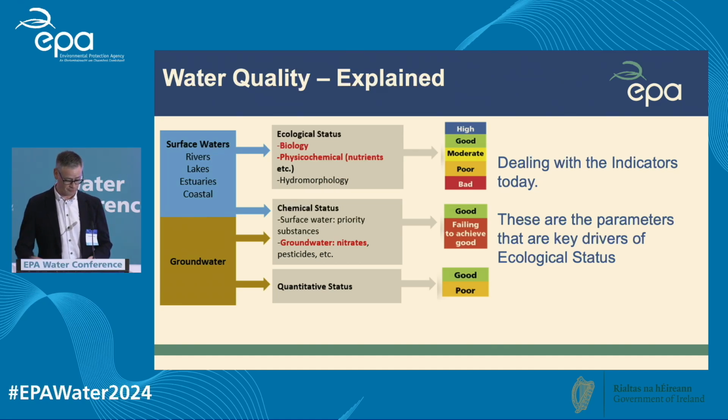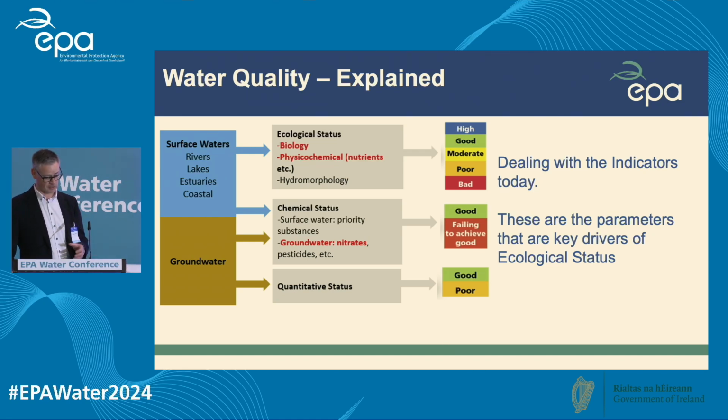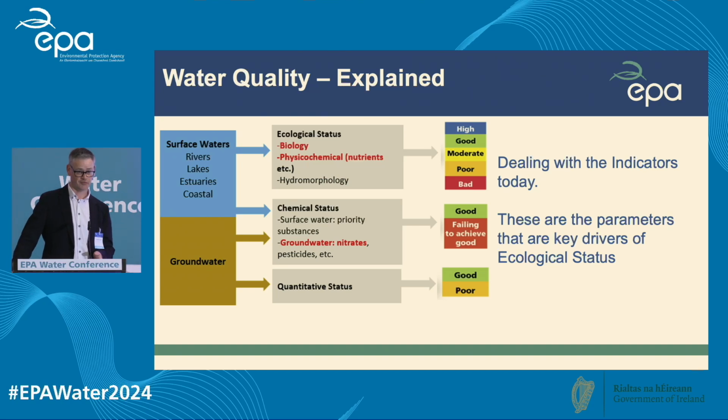So if we look at our surface waters, such as our rivers, lakes, and estuaries and coastal waters, we have ecological status. Part of ecological status is made up of the biology and the physical-chemical elements, so there are your nutrients, etc. We have chemical status as well, and into that comes groundwater, so things like nitrates in the groundwater, and quantitative status there as well. If we go to the surface waters, then we categorize them according to 5 status classes. You all know these: high, good, moderate, poor, and bad.